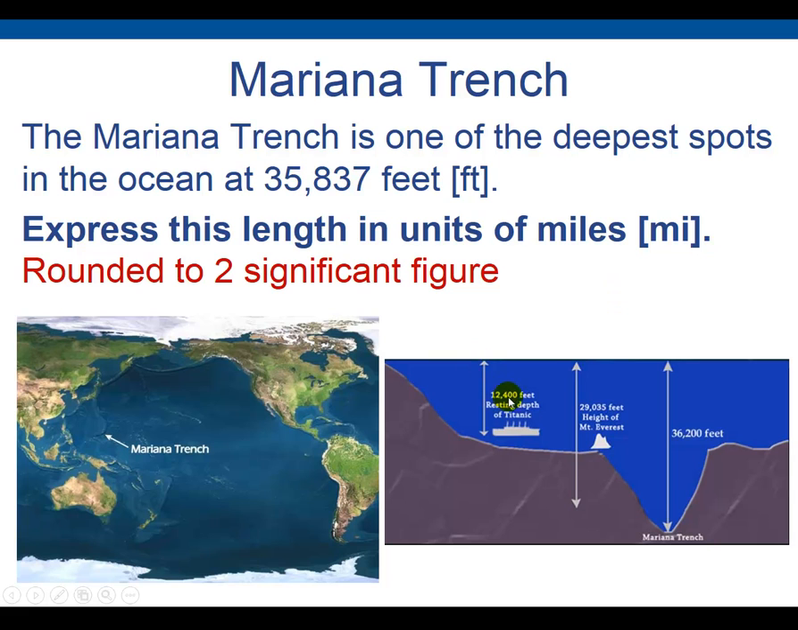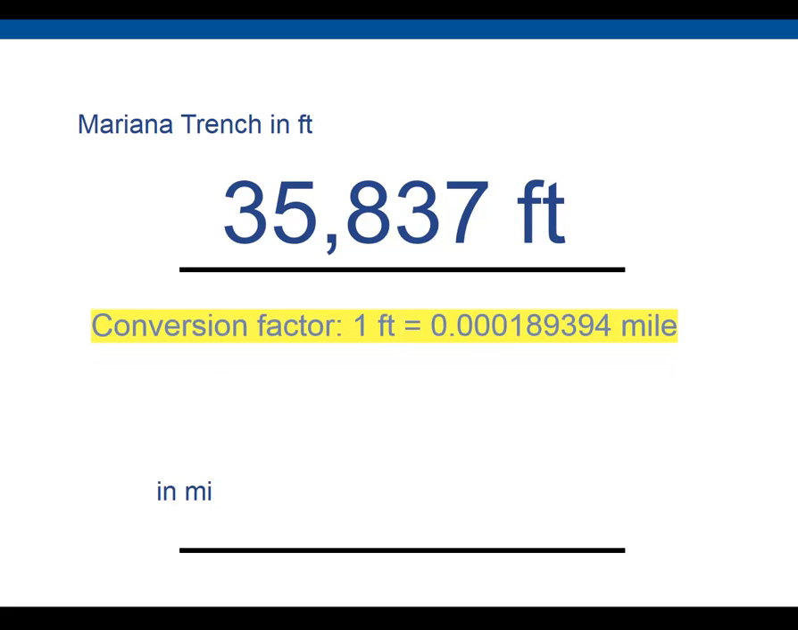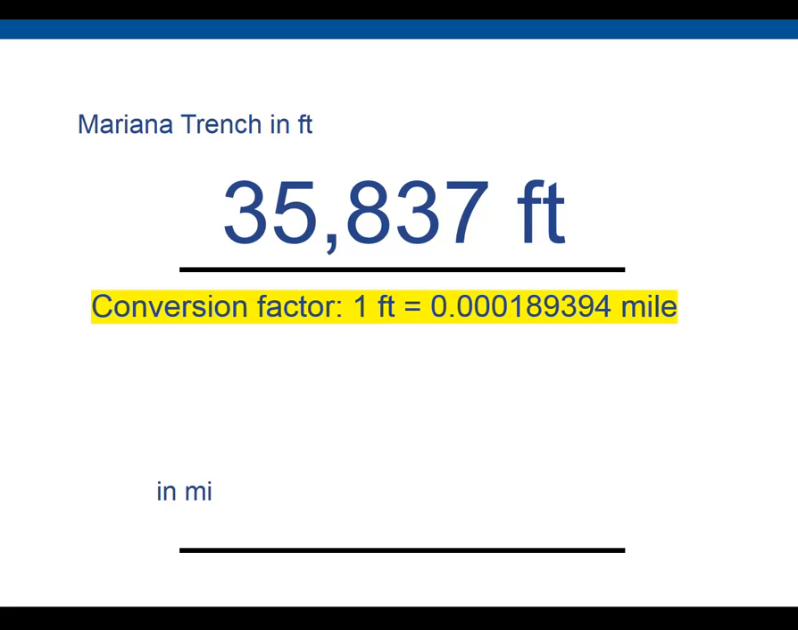Here you can see the depth of the Titanic is 12,000, and the height of Mount Everest is 29,000, and this Mariana Trench is 36,000. Okay, let's see how many miles it is. So we want to know the conversion factor. What is 1 foot in miles? It is 0.00189394 mile. Okay, we have a conversion factor.